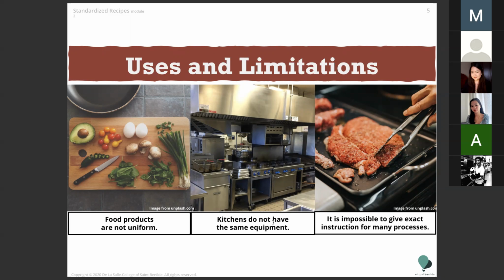Or let's keep it simple, kangkong. You don't have kangkong in the US, but they have watercress. They have other forms of leafy vegetables like bok choy, or what else? What other leafy vegetables are there in the US? Cabbage, for example. So these are all very basic leafy vegetables, but it's still not kangkong. So food products are not always uniform. Second, kitchens do not always have the same equipment.